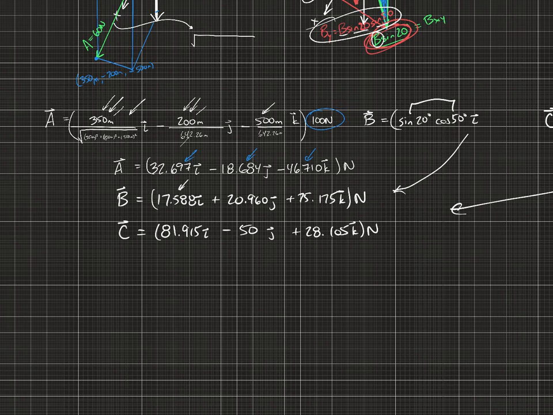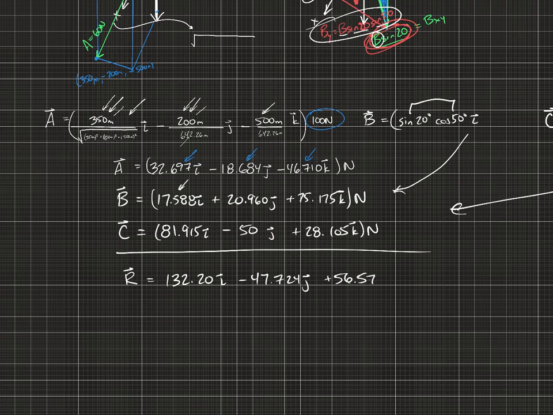All right, so to get the resultant, we're just going to add all three of these. So I'll draw a line underneath it, and we just add them up, right? So the resultant equals 132.20 in the I, minus 47.724 in the J, plus 56.570 in the K. Okay, and we'll give that units of newtons.